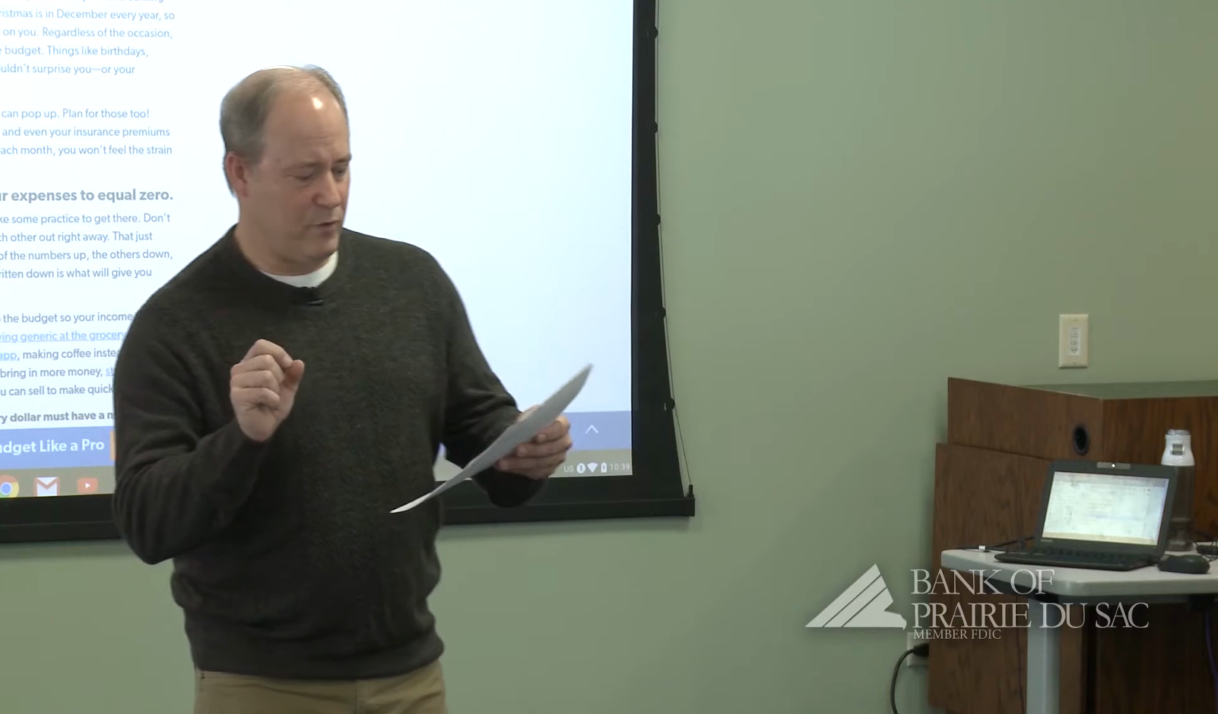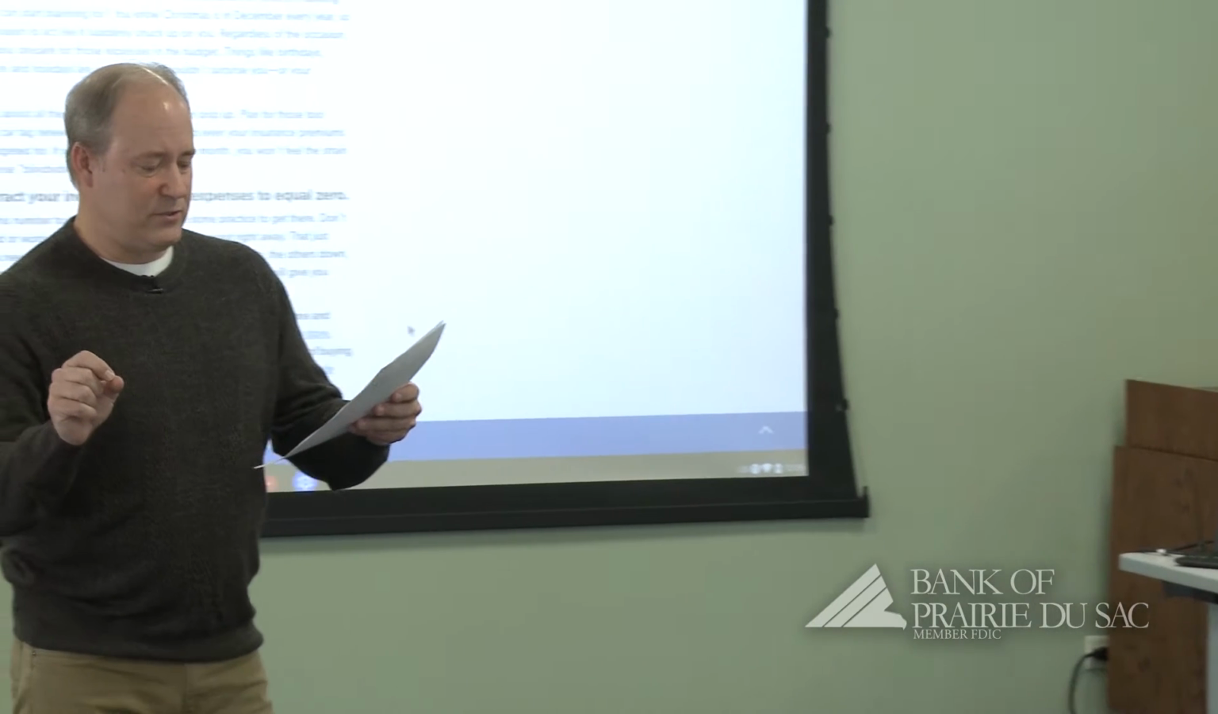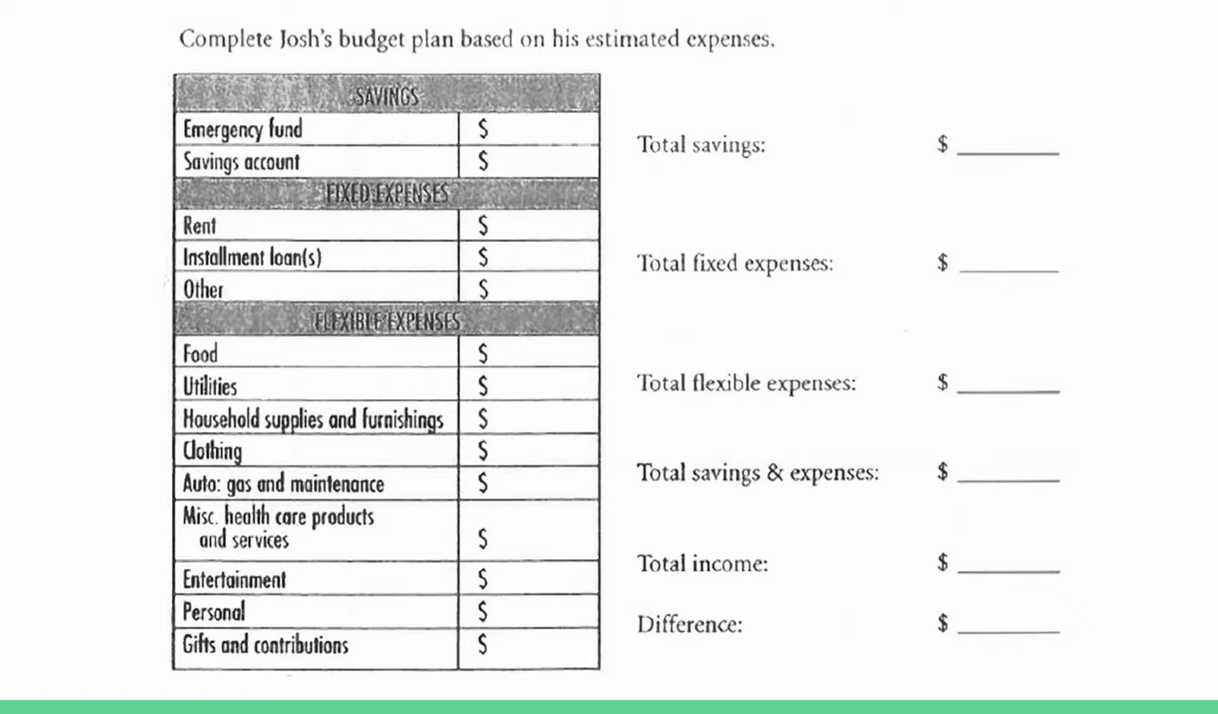Now, if you jump ahead real quick with me though, down at total savings and expenses, on that line that should be $1,155. His total income is going to be $1,155, and the difference is 0. So this is your zero-based budget. So put things in there where you think that they should go.